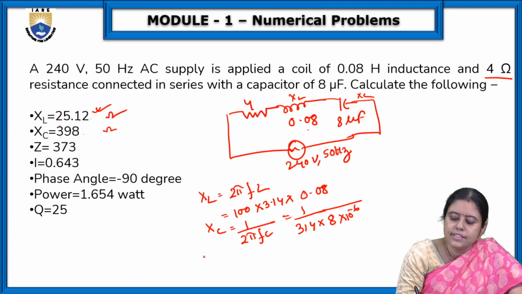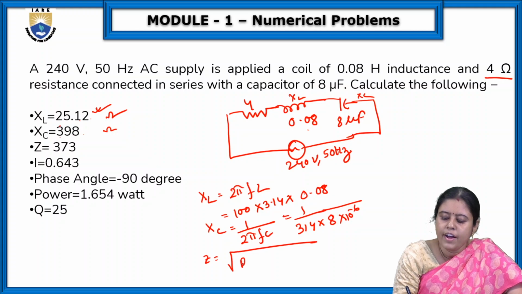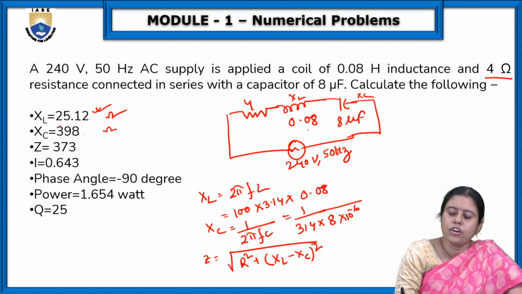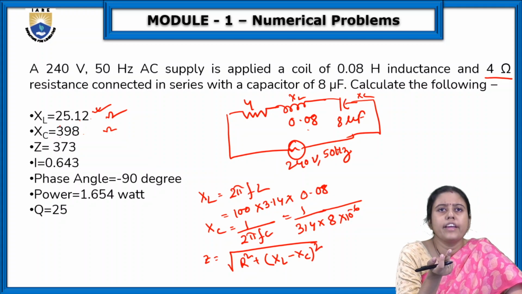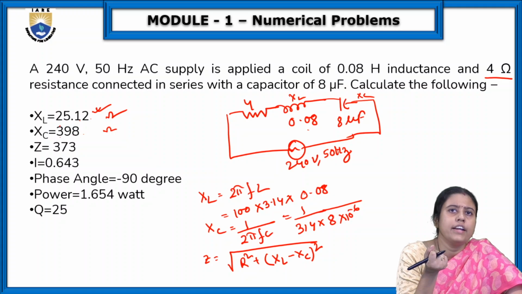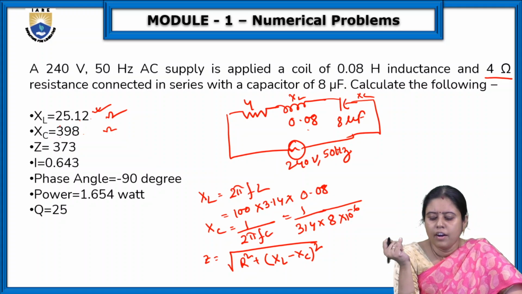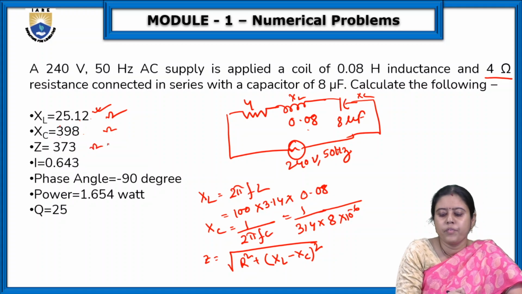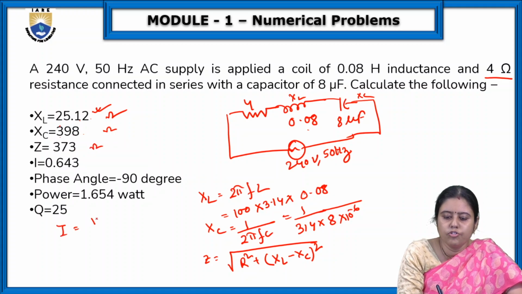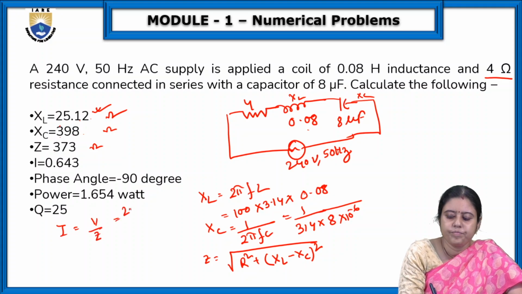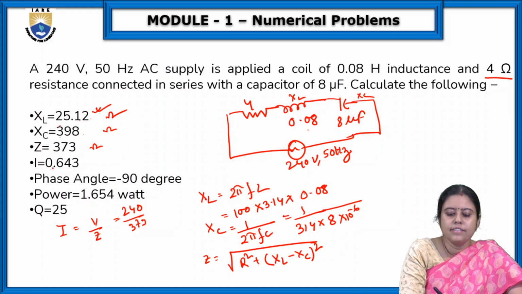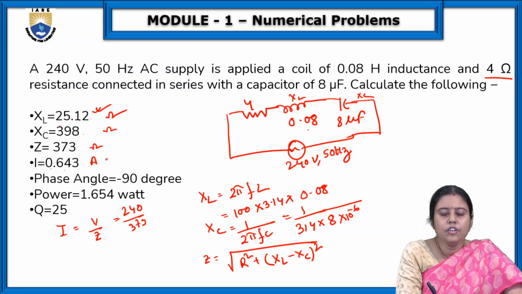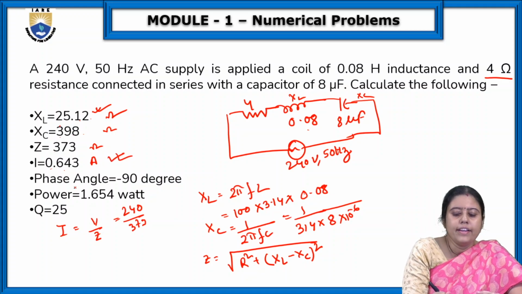Now what is Z? Z is equal to square root of R square plus XL minus XC square. As we are taking square, it doesn't depend on the plus or minus. So Z value is coming 373 ohm. What is I? I is equal to V by Z. 240 by 373. So it is coming 0.63 ampere.